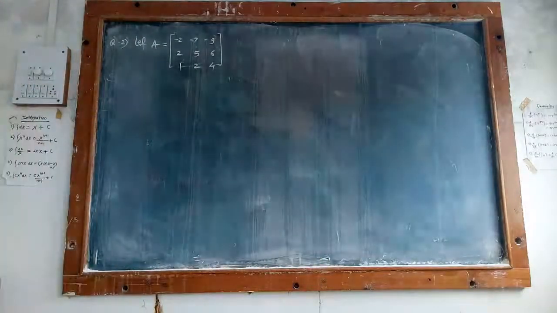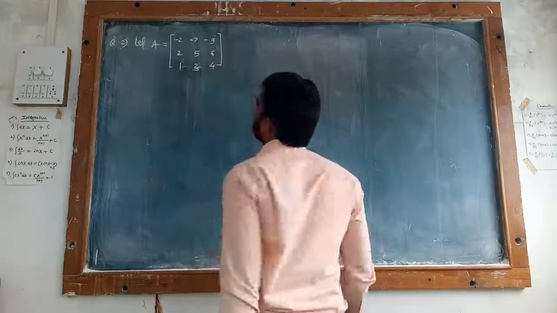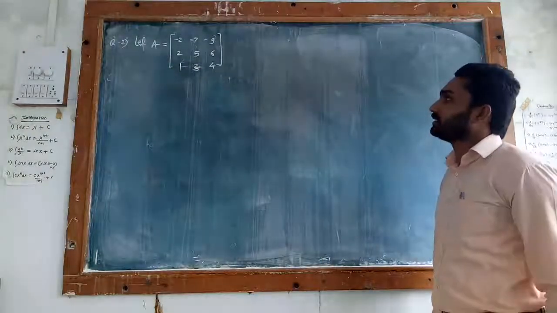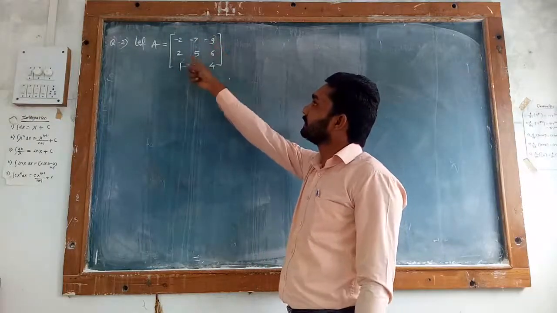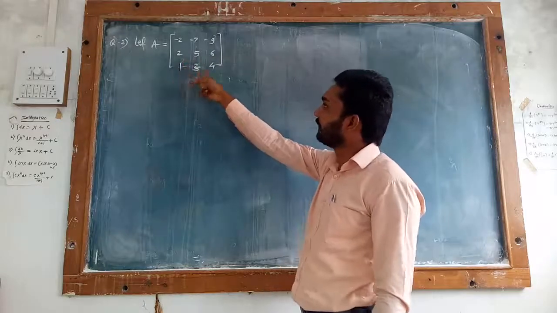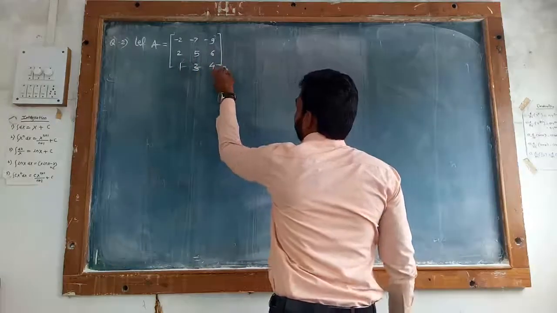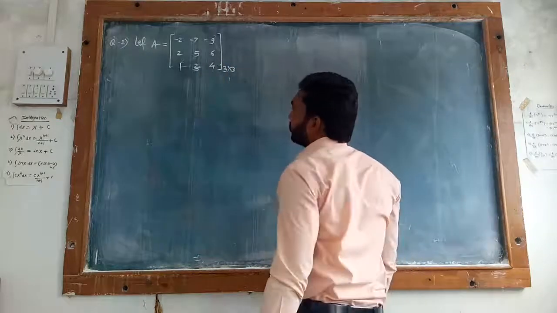1, 3, 4. Okay. What is your matrix? Let matrix A be: first row is -2, -7, -9. Second row is 2, 5, 6, and third row is 1, 3, 4. So the order of that matrix is 3 cross 3.